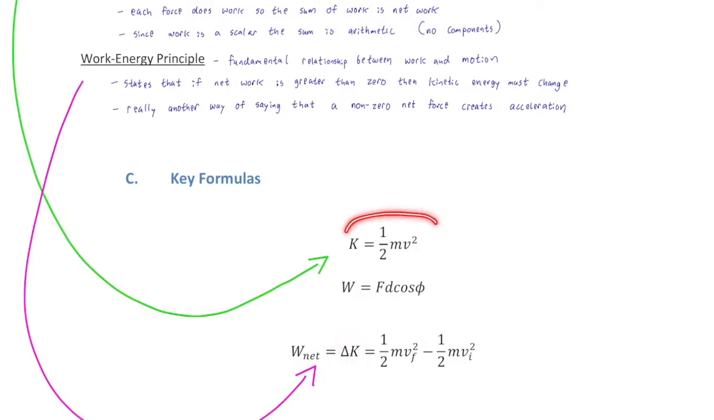And K is, remember, kinetic energy, okay? And I'll reiterate the form of the equations in a minute. But what's interesting is we've actually seen this before. So the work energy principle is really another way of saying that non-zero net force creates acceleration. So it's really a restatement of Newton's second law.